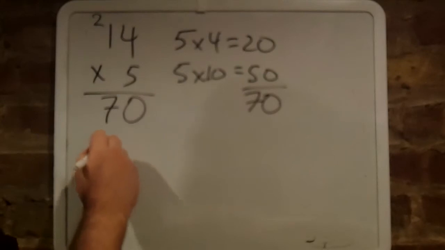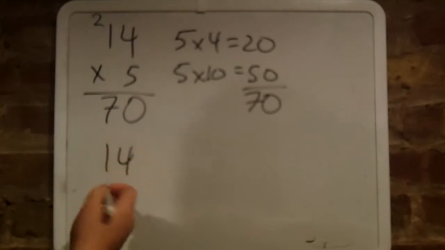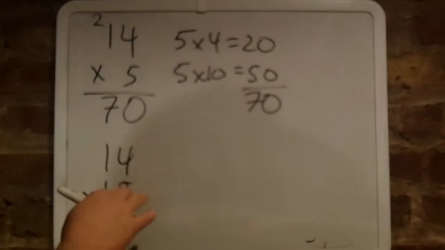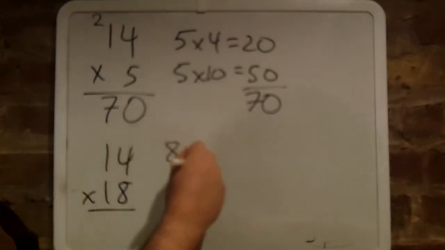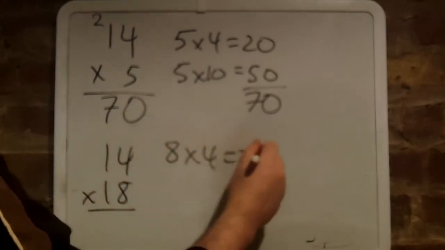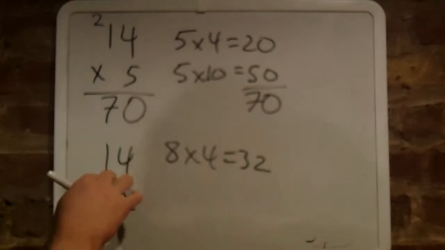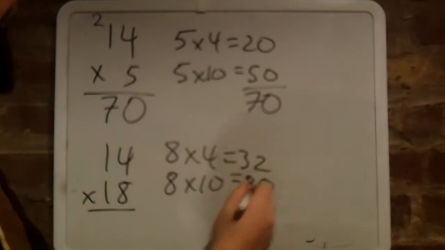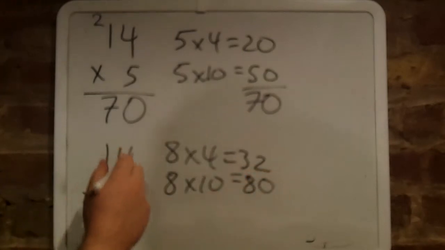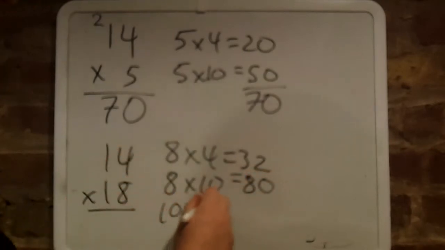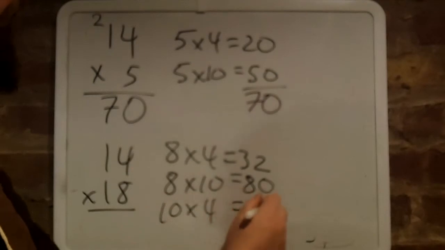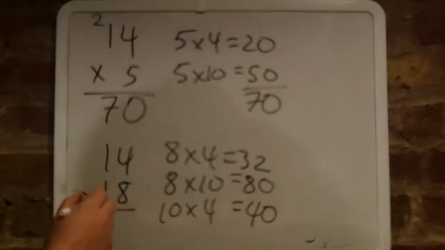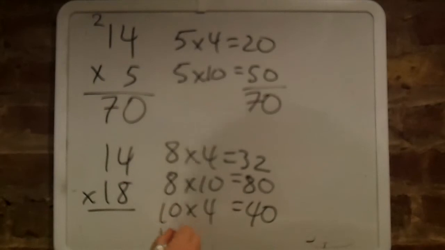So if I had, say, 14 times 18. 8 times 4, we do that one first. 8 times 4 is 32. Then we have 8 times 10, which is 80. Then we have 10 times 4, which is 40. And then 10 times 10 would be 100.